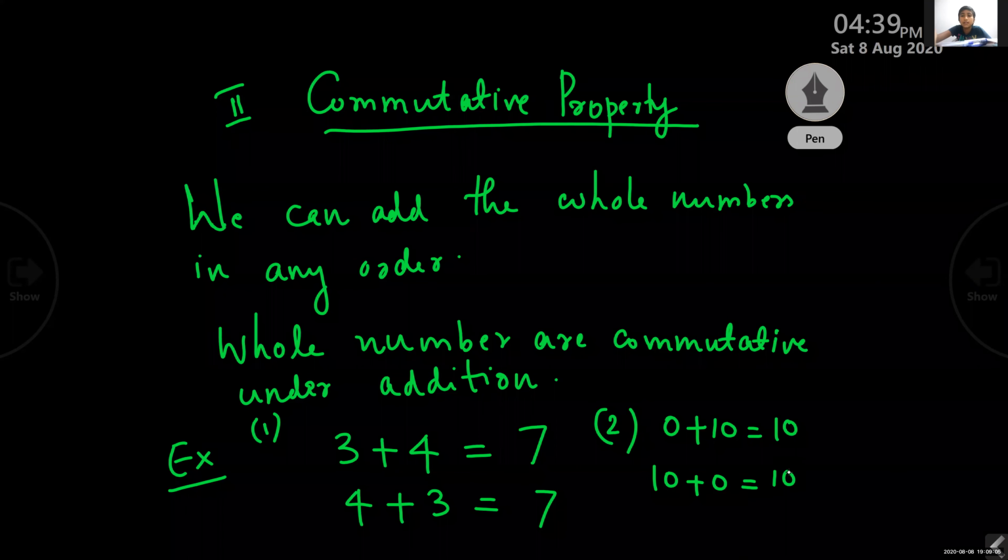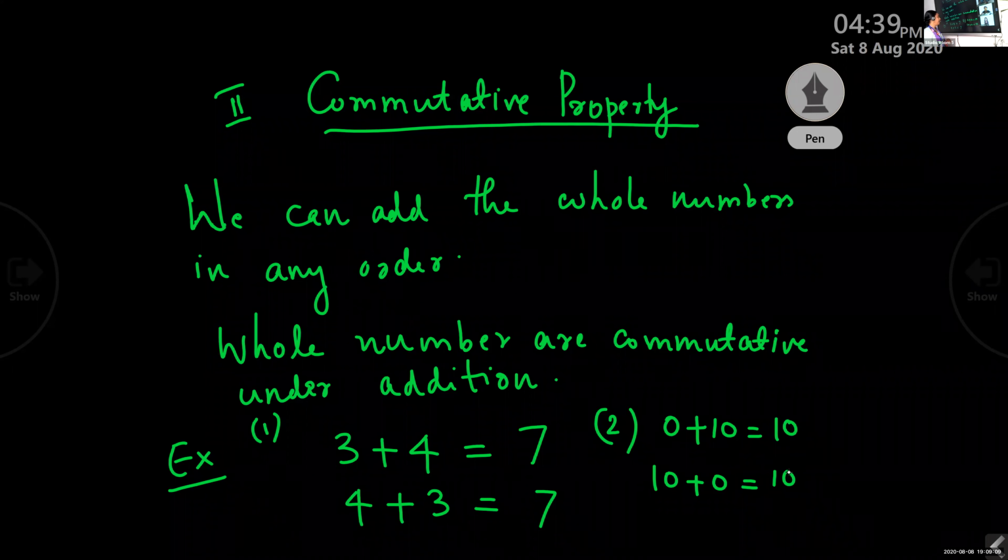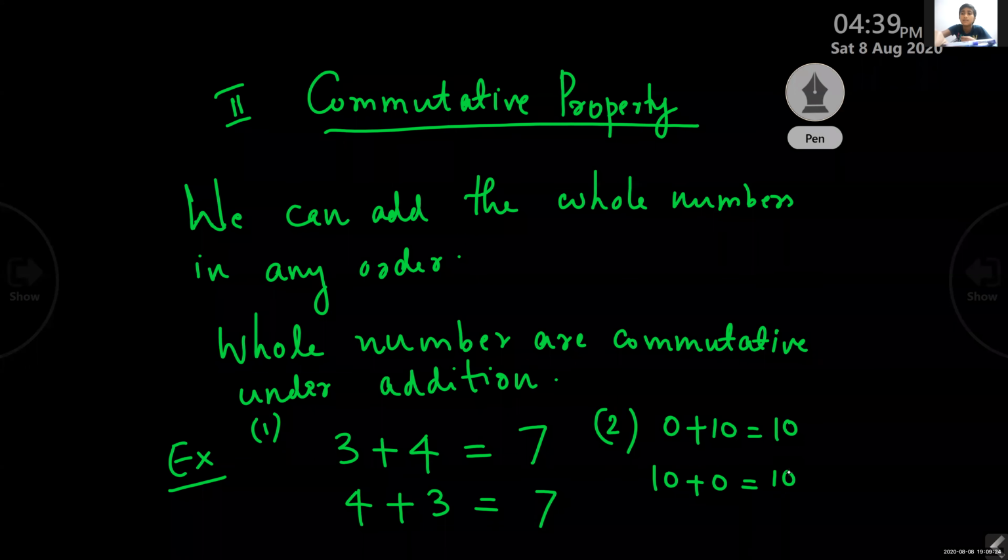Ma'am, can you tell the meaning of the second number? Whole numbers are commutative under addition. Means in addition, we can add all the numbers. It is commutative, means you change the order and add. The answer will be the same number. Okay, children?